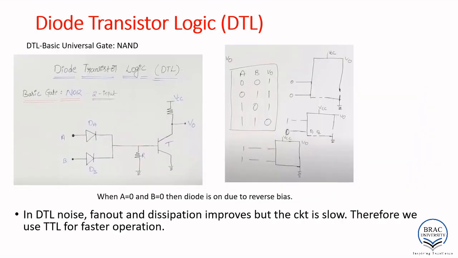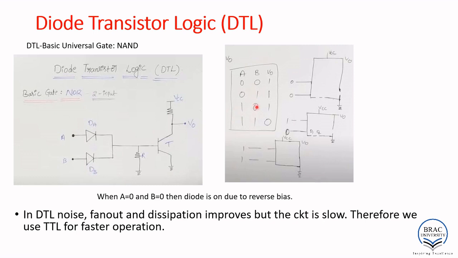So in the previous slide we discussed the 0 0 condition. Let me use the laser pointer. For 0 0, you are getting 0 here. So this transistor will be off and it will be open circuited. So we are getting V0 connected to VCC, that's why we are getting high.